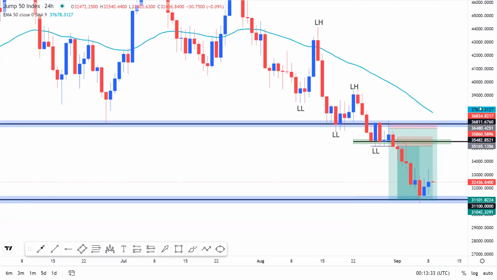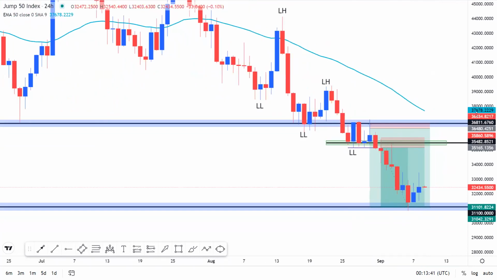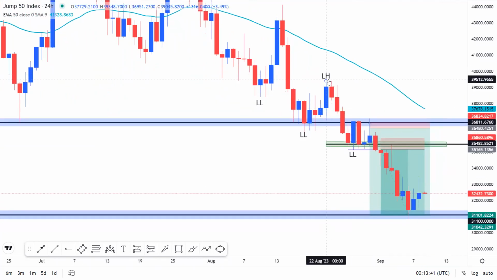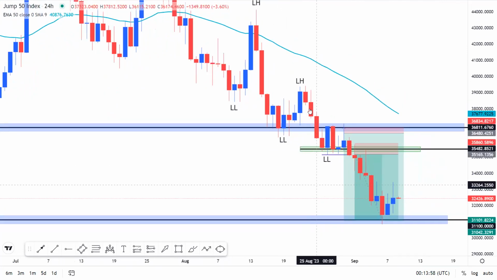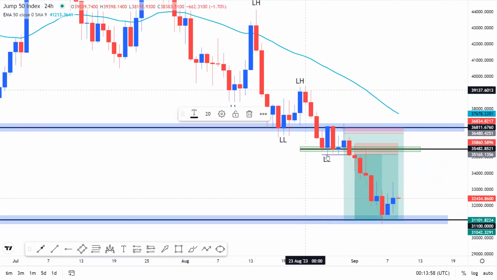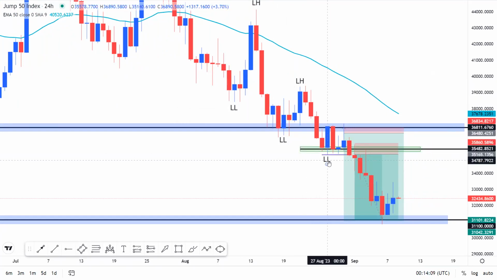Now I will explain that very shortly. Where price presented us a lower high right about here, and then we had a sell-off, breaking below the previous low, forming a new lower low. And then as soon as we had this confirmed lower low right about here.